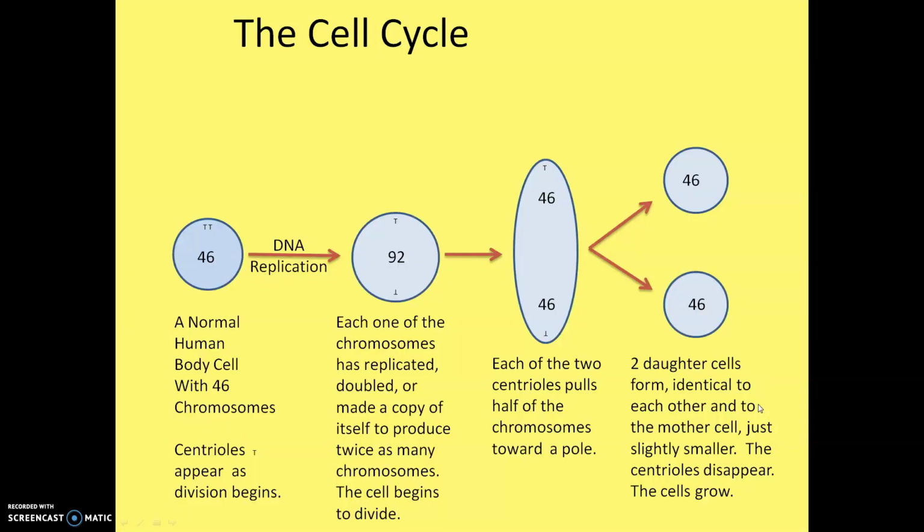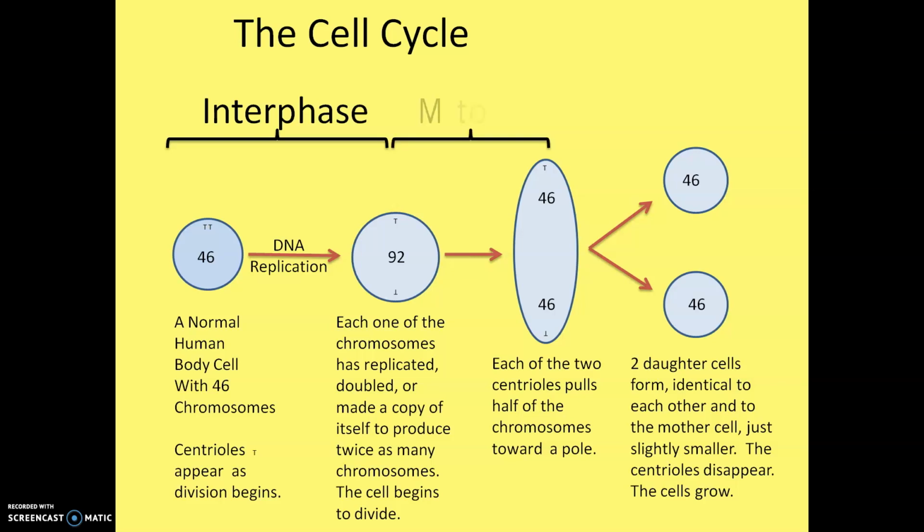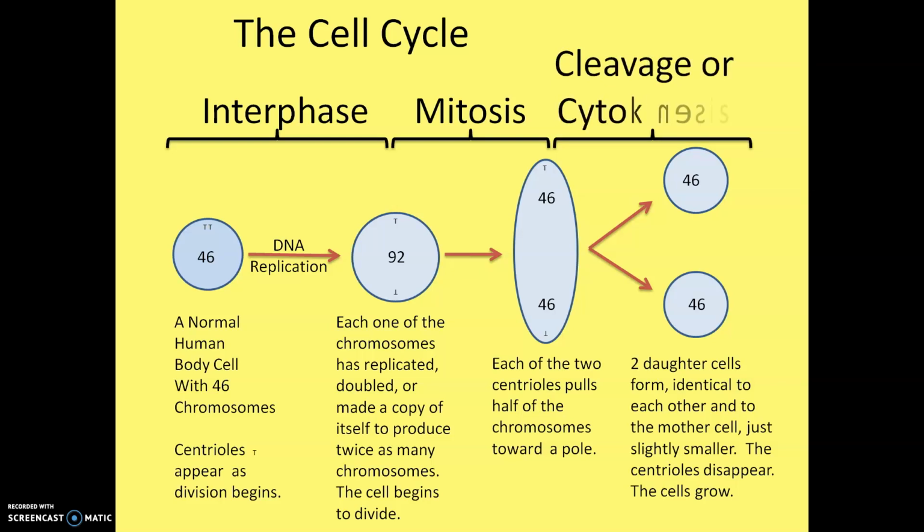So if we look at our original image of the cell cycle, we have the beginning part of interphase, where the cell is growing and it's replicating its DNA, preparing to divide. Then we have mitosis, which is the splitting of the chromosomes, splitting of that nuclear material. And then the last part, we have cytokinesis, which is the splitting of the actual cytoplasm to form two identical daughter cells.